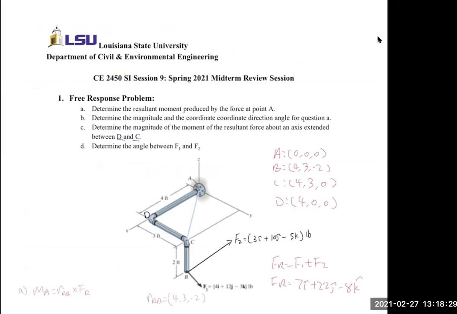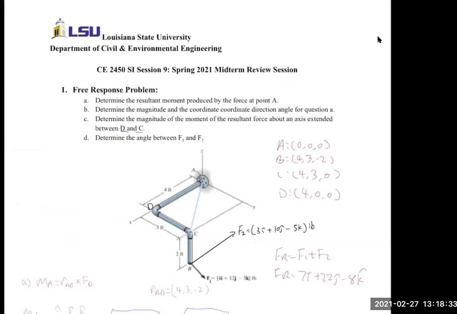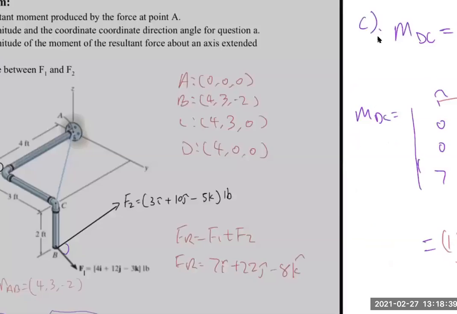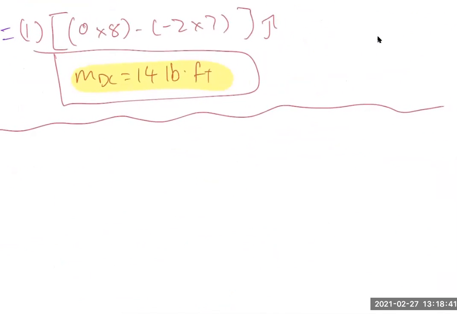Part D says determine the angle between F1 and F2. Okay. So F1 is right here, F2 is right here. So we have to find the angle right there. So what we're gonna do is use our cosine inverse. Alpha equal to cosine inverse of F1 vector, in Cartesian vector form, multiplied by F2 vector, in Cartesian vector form, divided by F1 magnitude multiplied by F2 magnitude.